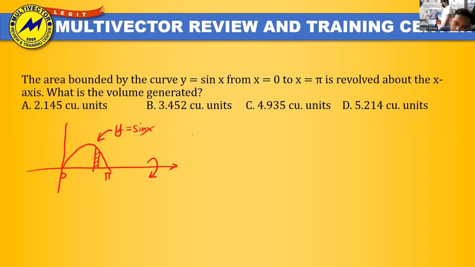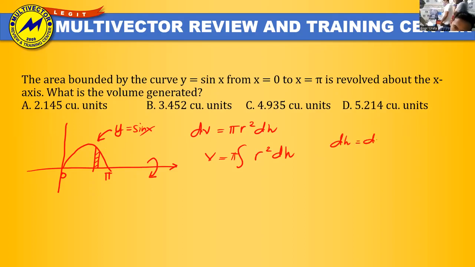Okay, this method, the differential volume is just equals to pi r squared dh. Therefore, our volume is just equals to the integral of pi, so labas lang natin yung constant, r squared dh. Okay, since yung ating strip is vertical strip, therefore, our dh is just equals to my differential x. While yung r naman natin is the equation ng ating curve. Okay, r is just equals to y, which is sine x.